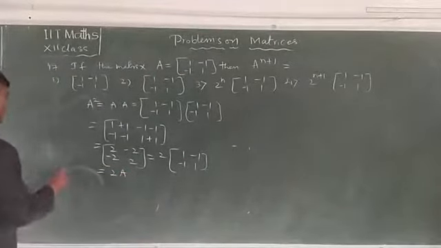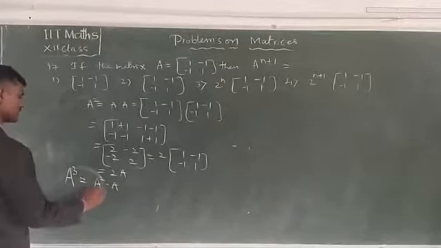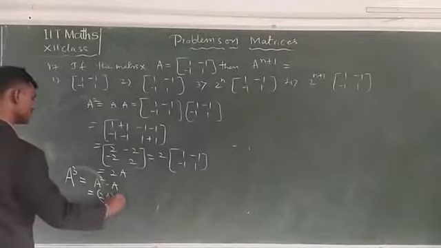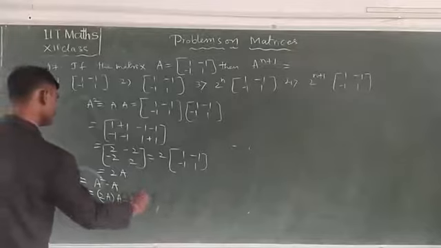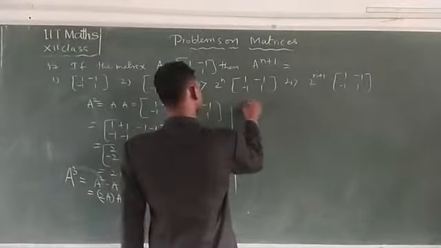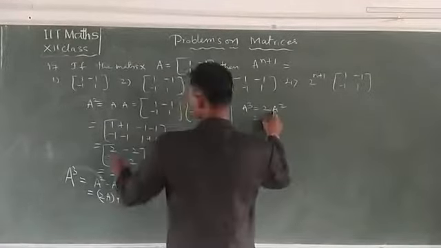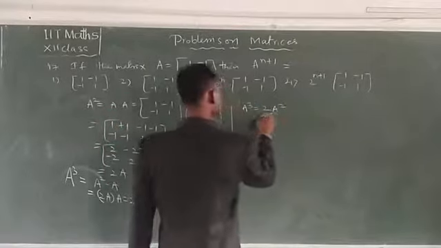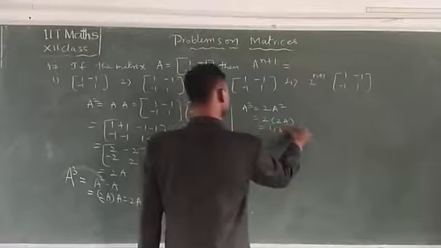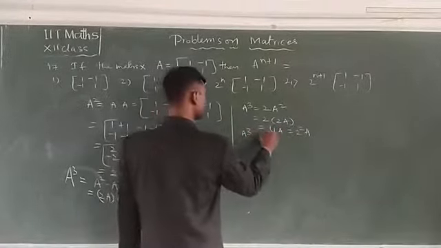Now we have to find A cube. A cube is equal to A square into A. Here A square is 2A, so 2A into A is equal to 2A square. Actually, A cube is equal to 2A square. Then A square again is 2A, so 2 into 2A is equal to 4A. 4A is written as 2 square into A. So A cube is equal to 2 square into A.